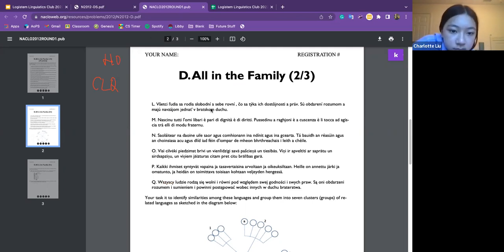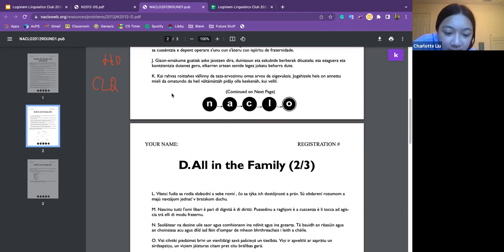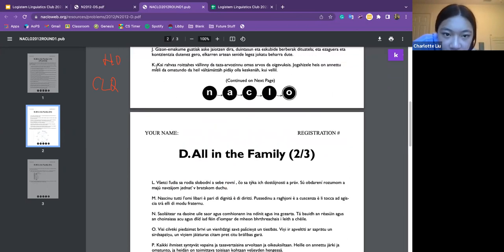Now, another obvious one that is quite different from the others is K and P. They both have a K, K-A-I, which the others don't have. There are also other similarities, like this word with an O-I and this one. So K and P are another group.